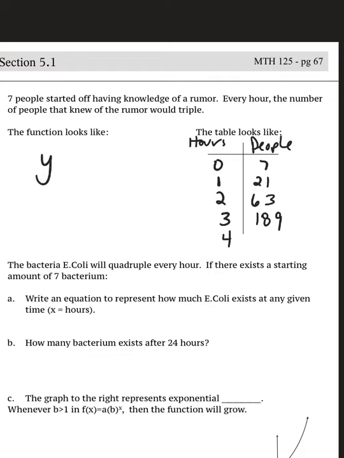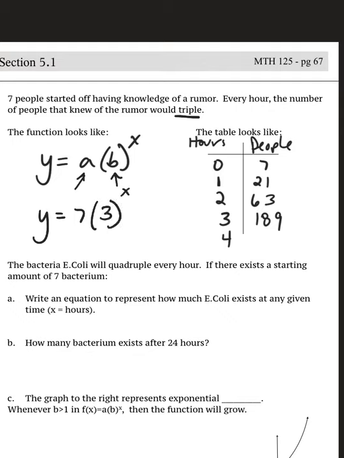Remember that whenever we write the equation for an exponential function, A represents the starting population and B represents the multiplier. In this case, the starting population was 7, and my multiplier is tripling, so I put a 3 in here, raised to the power of x. This is how I develop the exponential function that represents this relationship. It's actually quite simple.